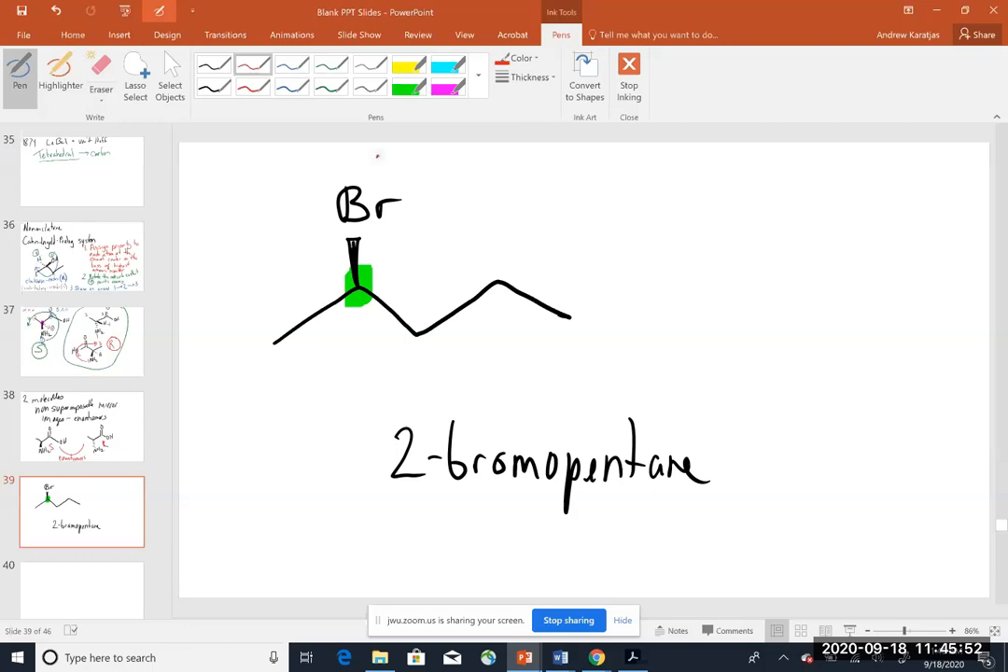Again, we can assign our priority. I'm just going to go ahead and do that, but that's something that right now you might want to pause the video and see if you can do that successfully. Bromine has highest atomic number. That hydrogen that's not drawn in but pointing back is lowest. And then the 3 carbons over here have higher priority than the 1 over here. And so our arrow goes clockwise. And we would call this R-2-bromopentane.